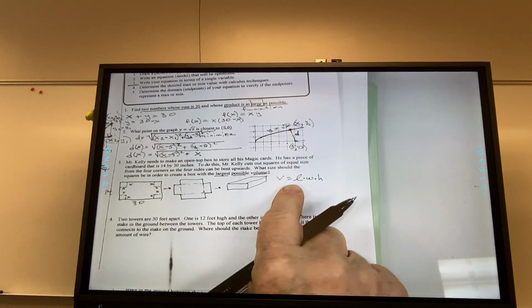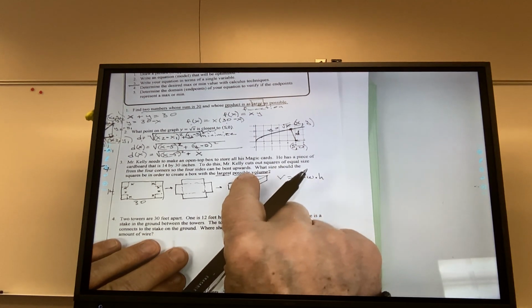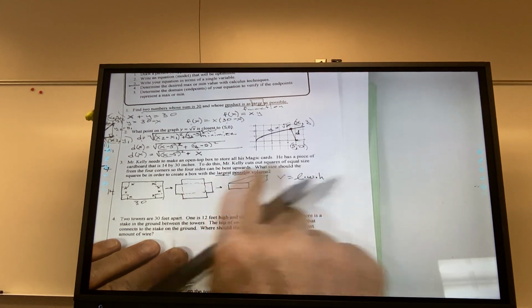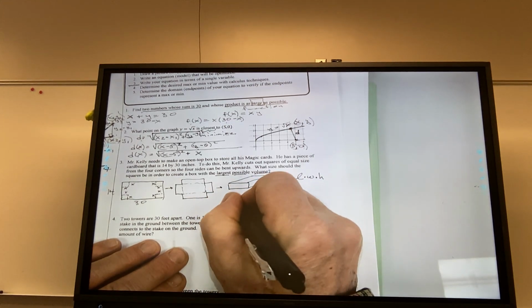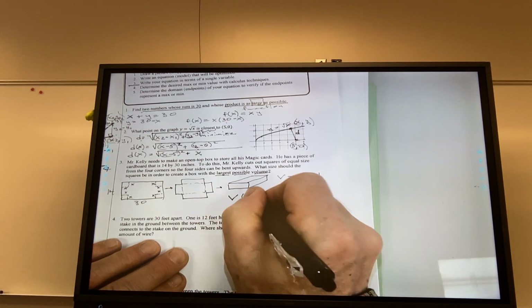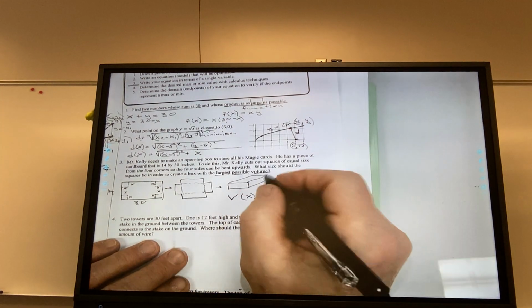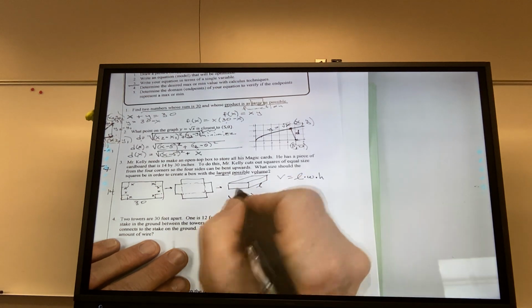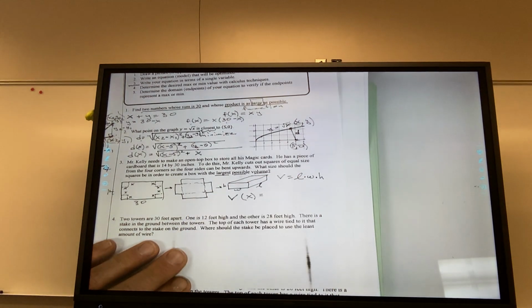Volume equals length times width times height. So that's what we got to get in terms of x. Does that make sense? We want the largest volume, so we want to maximize this. This has to be in terms of x. So I'm going to write down V of x here, as a function. Here's my length, here's my width, here's my height, correct?